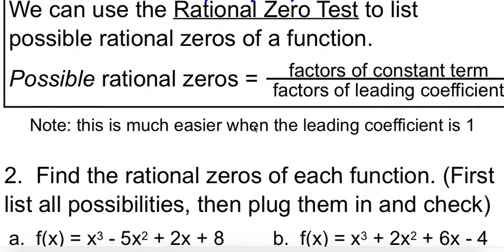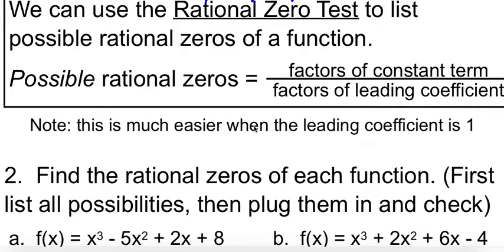Our next theorem or test that we're going to be doing is called the rational zero test. So in the last video we were talking about how we could factor and find our zeros. It's not always that easy. There are a lot of polynomials that we just can't factor using our normal tools.